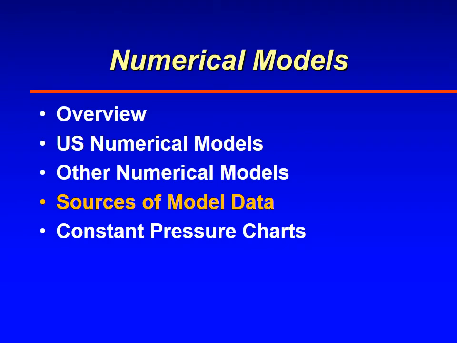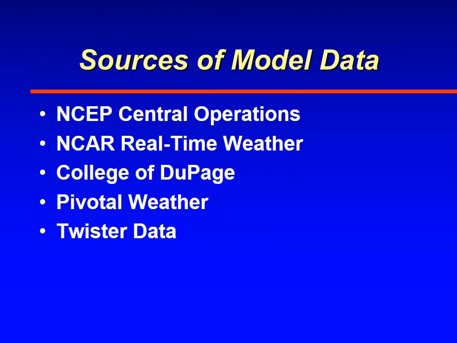Now we'll look at sources of numerical model data. In the United States, most models are run at the National Center for Environmental Prediction's Central Operations, which is located just outside of Washington, D.C. in Maryland. NCEP has high-speed computers that can do tera or petaflop operations, and they're just incredible machines. Not everybody has a supercomputer at home. So that's why NCEP runs all the computer models, and then they take the output and provide the computer output of the models to whoever wants to plot the information.